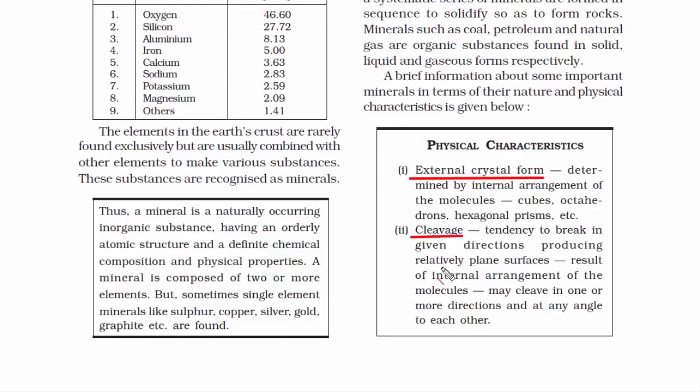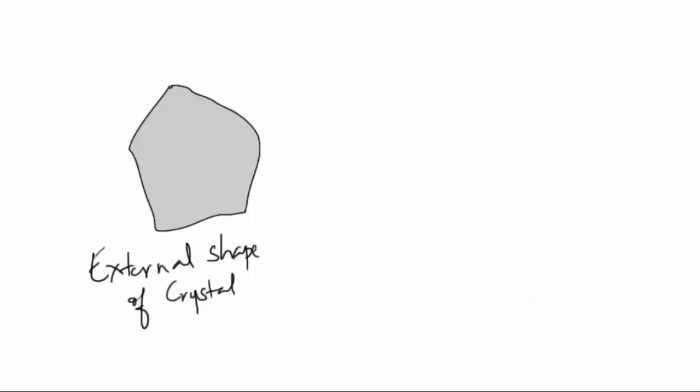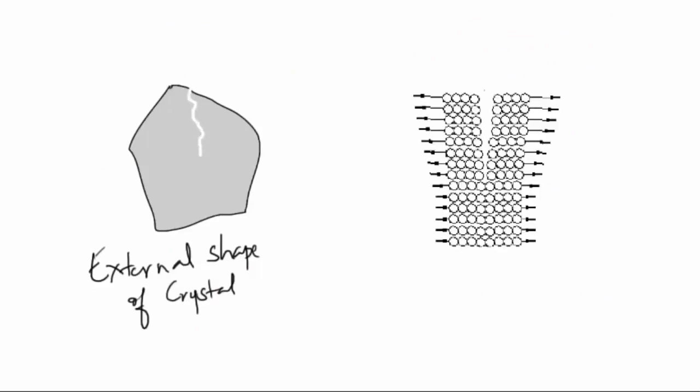The second one is cleavage. When a crystal breaks, it happens due to fracturing or by cleaving. There will be a split along a smooth plane, and it occurs because of structural weakness, meaning the internal molecular arrangement of that particular area of the crystal is weak, and that causes a crack.